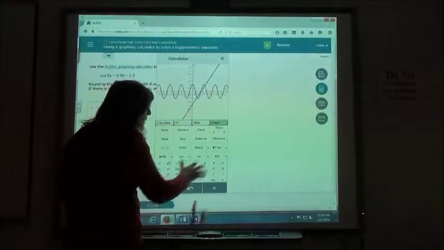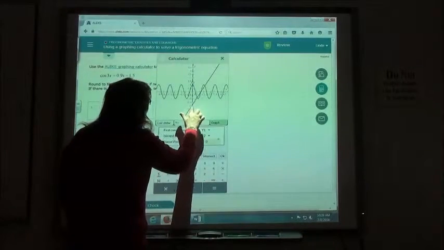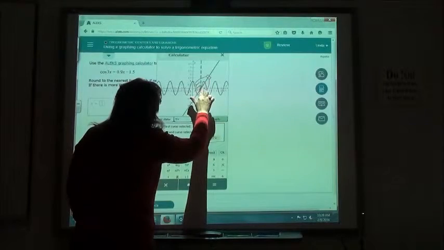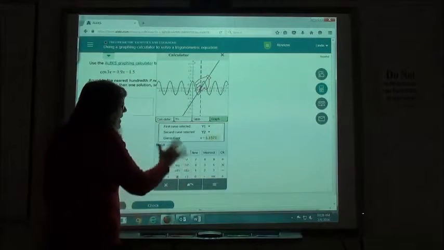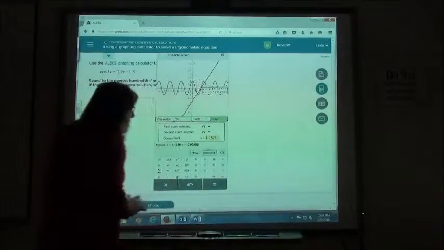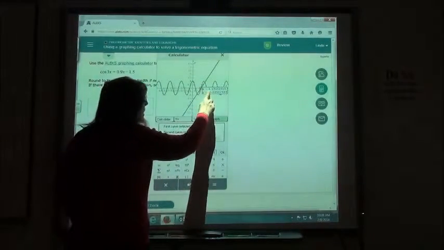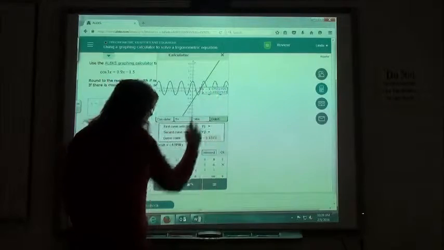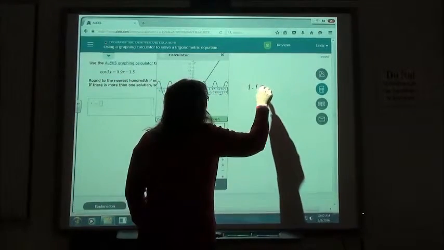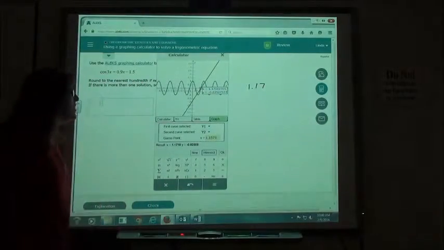Now I want to do the second one, so I'm going to click intersect. And now I'm going to drag that over to as close to the second one as I can get. Again, it doesn't have to be exactly on there, just close. Click the word intersect, and here we see we have 1.1718, so 1.17 would be our second solution.